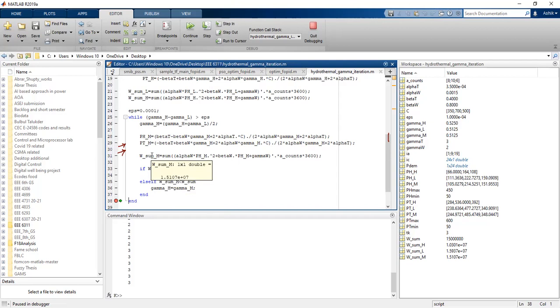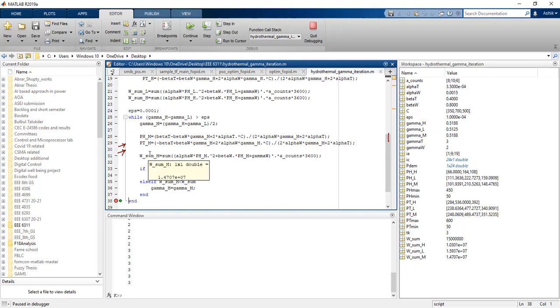Again, we run another iteration. What is your W sum? Now it is bigger than your W available. So what you have to do, you have to update gamma L. So you see gamma L is no more 0.5, it is updated, whereas gamma H keeps its value from the immediately previous iteration. So your gamma L is updated. In this manner, we will keep on updating.